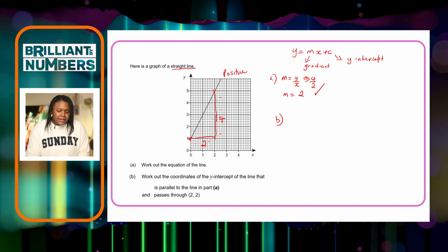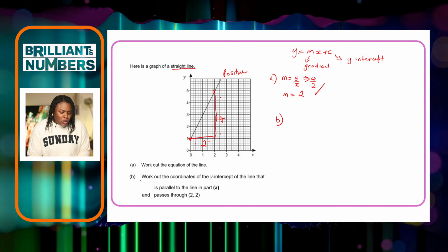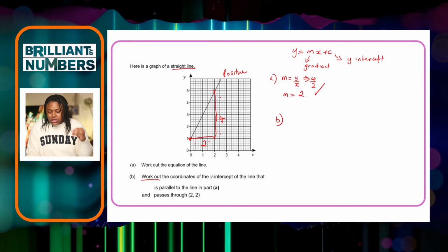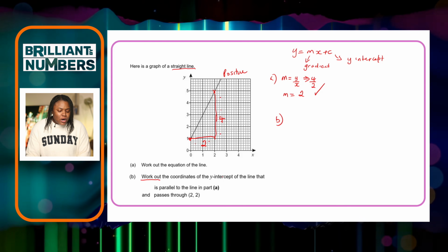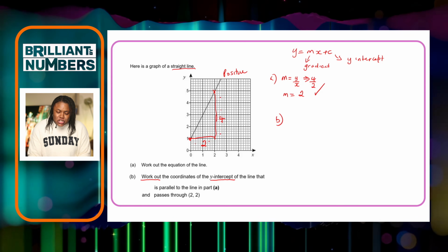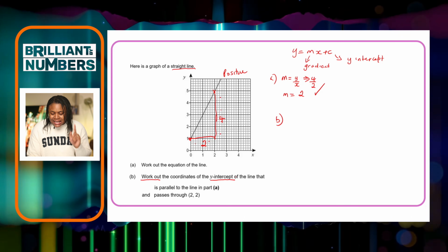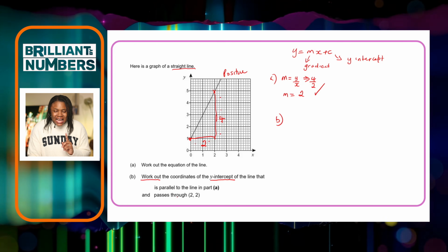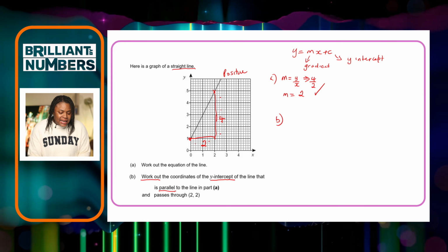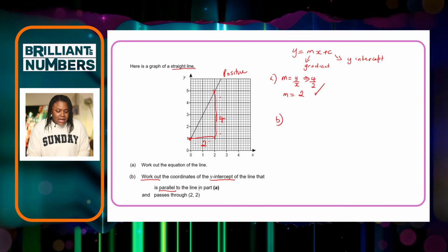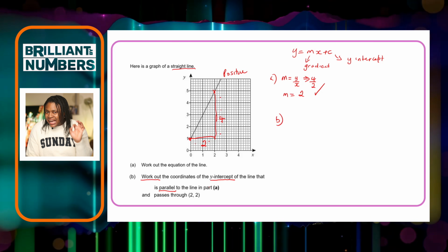We're on to B. So work out, underline key fact, again, going to the gym, working out, the coordinates of the y-intercept, important language there, of a line that is parallel, another key point, to the line in part A.